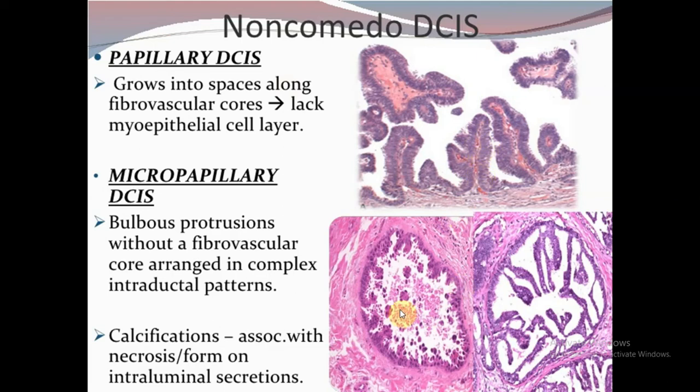Here the micropapillary, the protrusions of epithelial cells are towards the lumen of the duct, and in the center there might be a calcification or necrosis. So we have here papillary and here micropapillary. There is no fibrovascular core. There is only a projection of papillary structures towards the lumen of the duct.